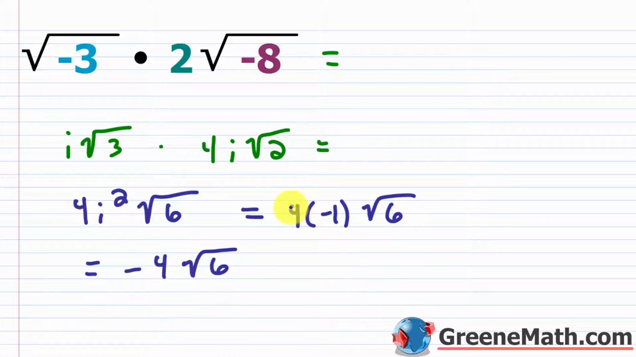Now, you'll notice if you didn't follow this formula and go ahead and convert this first, you would end up with the wrong answer, right? You would end up with a positive 4 times the square root of 6, which is not the correct answer. Okay, so you want to make sure you convert these over and simplify them first before you multiply.